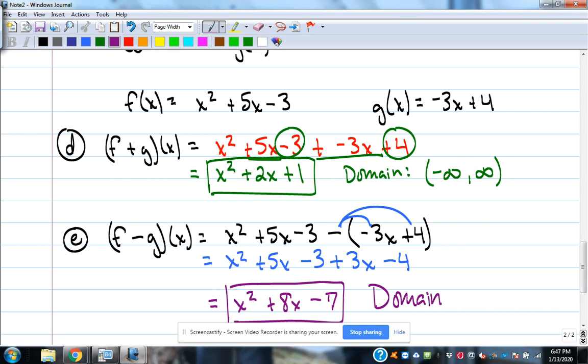It's the domain of that. Have any red flags? Nope, no square roots, no fractions, so it's all real numbers. Okay.